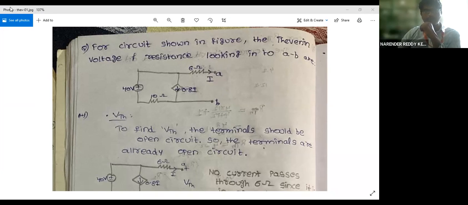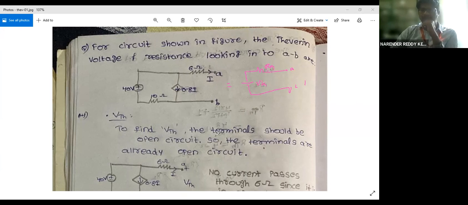So we know what things we have to draw. How can we draw an equivalent circuit? It is just to replace the circuit with an equivalent voltage and a resistance, right? So across AB, we need to get only two elements. Across AB, I need only RTH and VTH. So how do I find RTH and VTH?